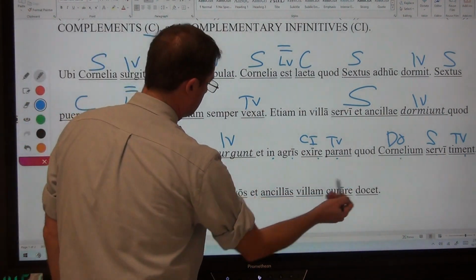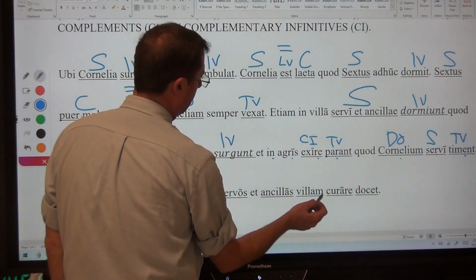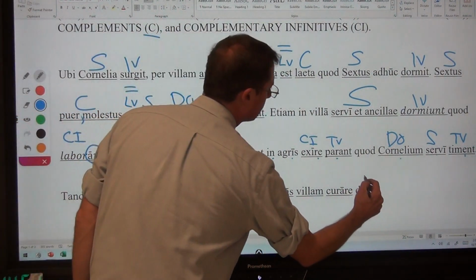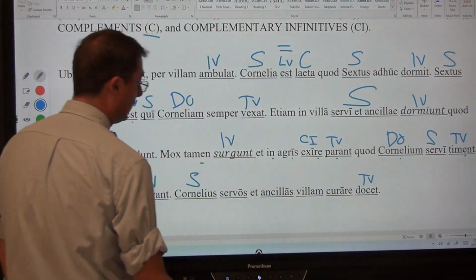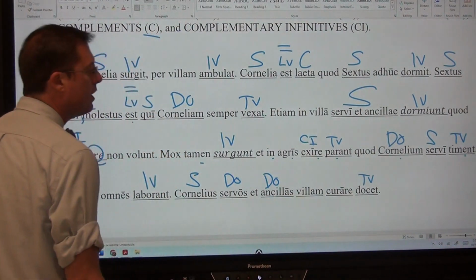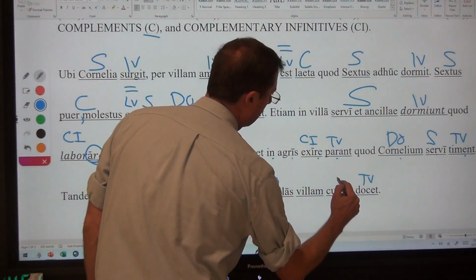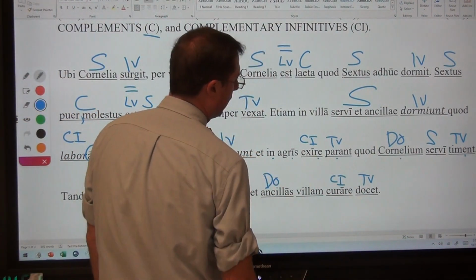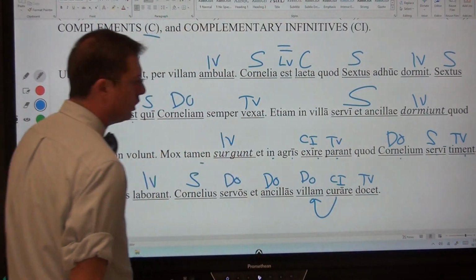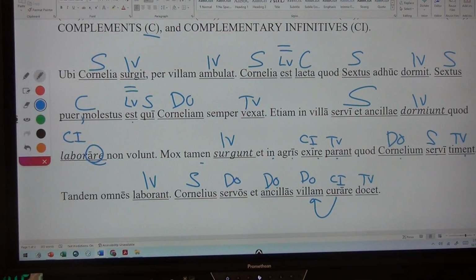Cornelius teaches the slaves and the slave ladies to take care of the country house. Cornelius is the one doing the teaching. Teaching is a transitive action because can you teach a direct object slave or a direct object slave lady? Yes. Curare, then, is our complementary infinitive, and then villam is the direct object, but it's the direct object of curare. And so therefore, please be aware of all of these items and how each one of them functions.